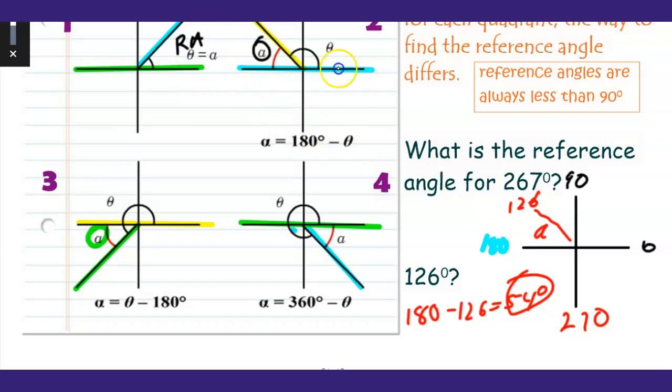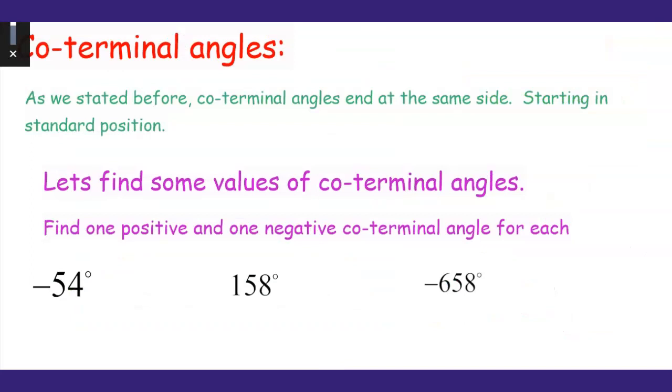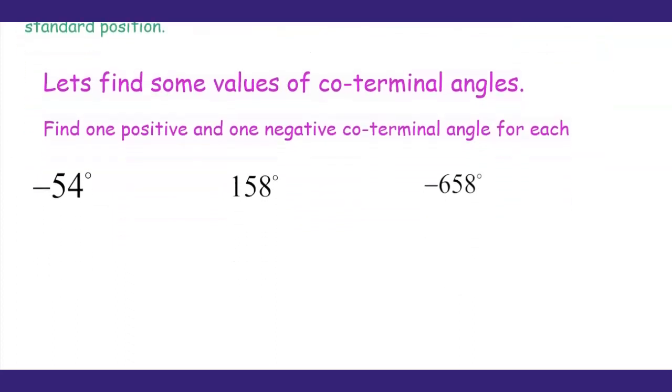Now let's look at our next example. Coterminal angles. As we stated before, coterminal angles end at the same side, starting in standard position. Let's find some values of coterminal angles. What I like to do is this. Let's just find one positive and one negative coterminal angle for each.